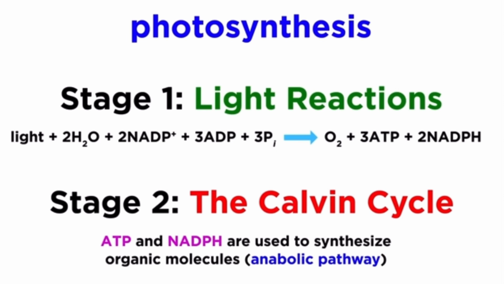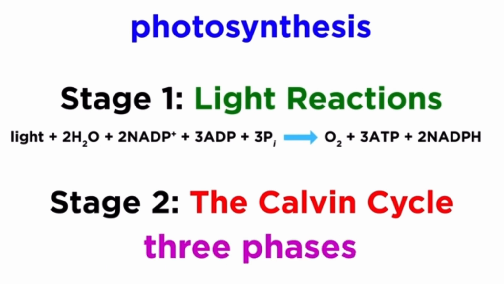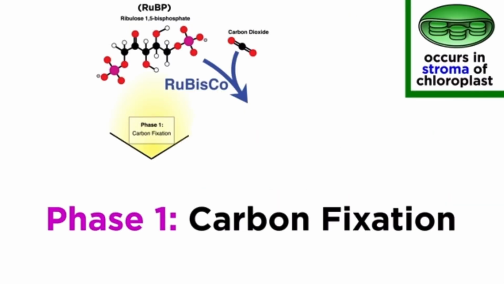ATP and NADPH are then used in the Calvin cycle, which occurs in the stroma. This is where the sugar synthesis occurs. Unlike the citric acid cycle, which is catabolic, the Calvin cycle is anabolic, building organic molecules from smaller components, requiring energy to do so. This happens in three phases.